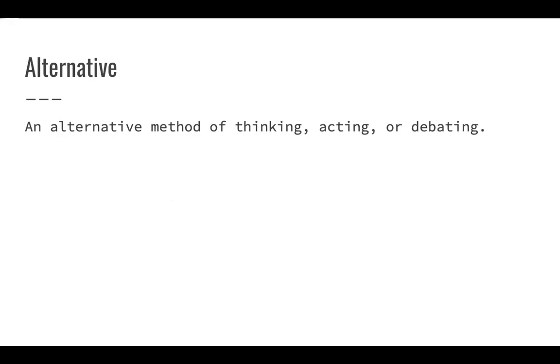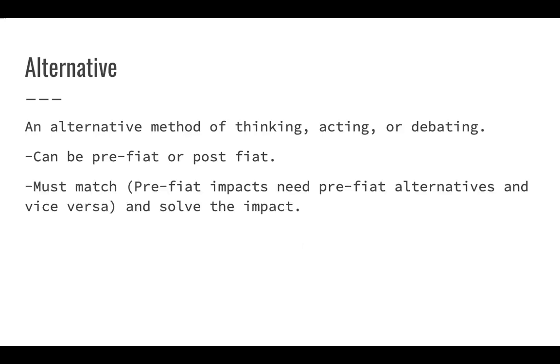And then we have the alternative. This is an alternative method of thinking, acting, or debating. Note that we said that a K is an argument that draws issue with the affirmative's way of thinking, acting, or debating. So the alternative is going to take that method of thinking, acting, or debating, and it's going to provide a better way to do it. So these can be pre-fiat or post-fiat, but it needs to match your impact. So if you have pre-fiat impacts, you need pre-fiat alternatives and vice versa that are able to solve your impact.